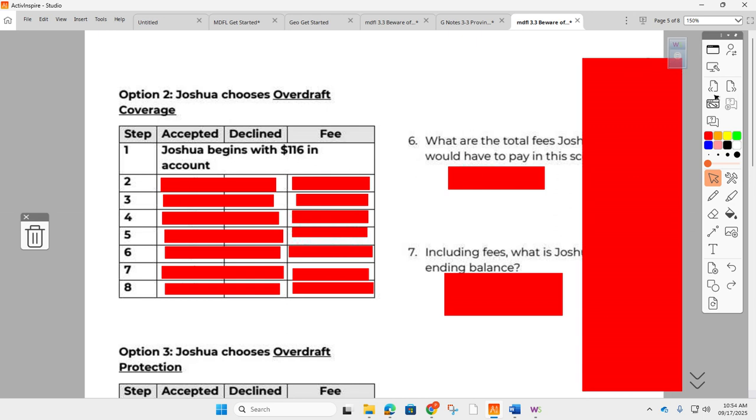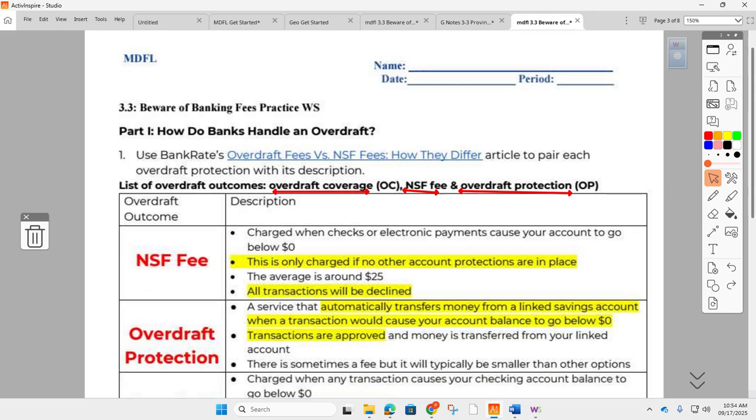So let's review what option 2 is. Everybody go back to option 2.